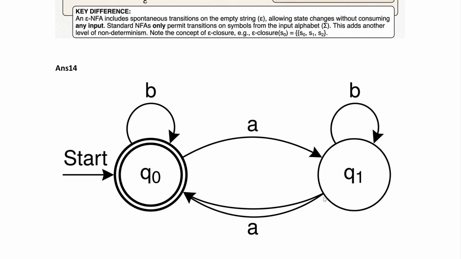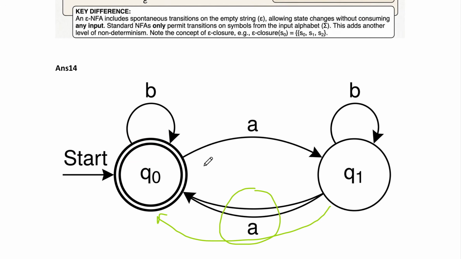Now, this is all. Please consider this as a single transition. This is not a double transition. By mistake, a double transition is shown here. This is only a single transition like this. When we apply A on Q1, we get the next state as Q0.